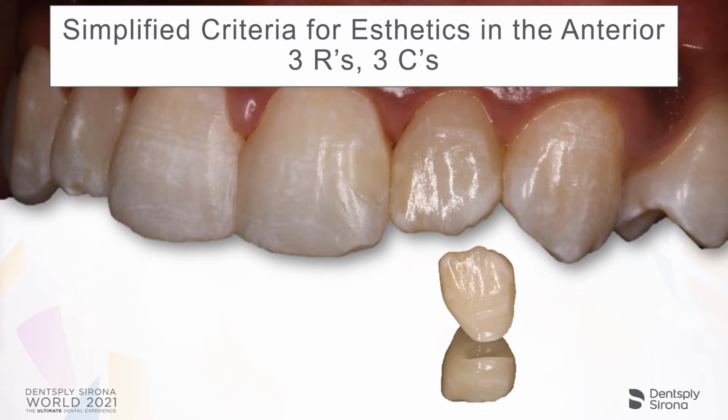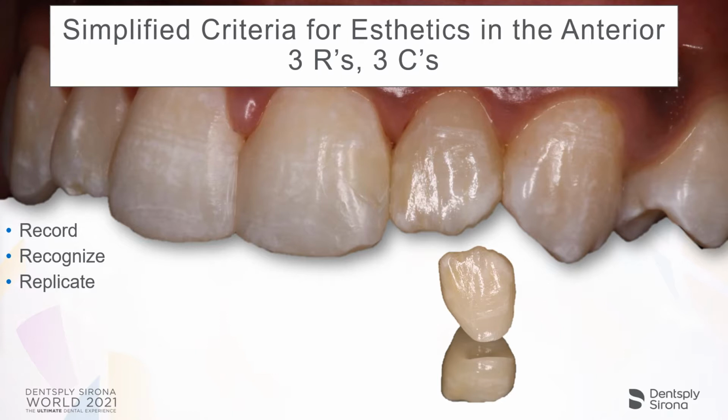So now that we've talked about some of the considerations for anterior success, we're going to talk about simplifying our criteria for aesthetics in the anterior. So it's the 3 R's and the 3 C's. First, we need to record the problem. Then we need to recognize what we've just recorded. And then we have to be able to have the hand skills to replicate it.